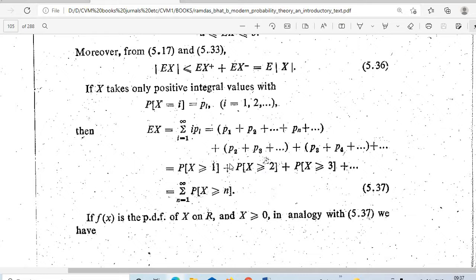We have already proved this result in some previous class. That is, if p of x equal to i equals pi, then expectation of x is equal to, you know that this is summation i from 1 to n i into pi. That is p1 plus p2 plus etc. pn plus etc. 1 into p1 plus p2 plus etc. pn plus 2 into, that is 1 into p1 plus 2 into p2 plus 3 into p3 plus 4 into p4 plus etc.